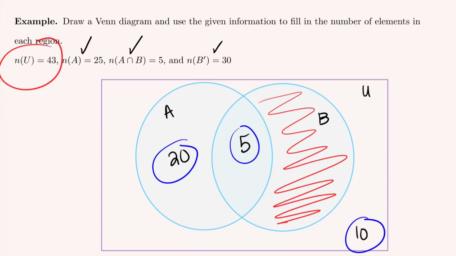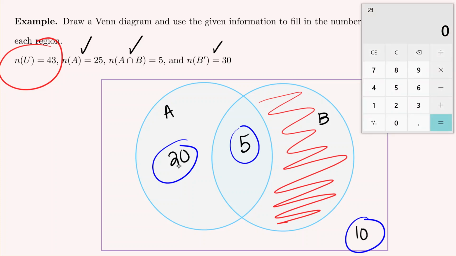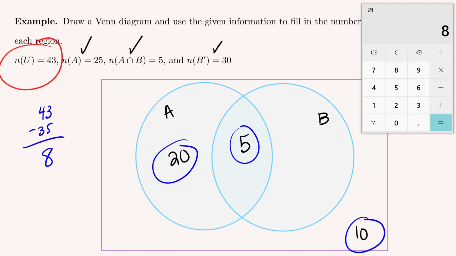So let's see how many elements we have accounted for. We've accounted for 20 plus 5 plus 10, which is 35. There's one missing piece, so 43 minus the 35 that we've already accounted for leaves me with 8. So there should be 8 remaining elements that are just a part of B, not shared with A.